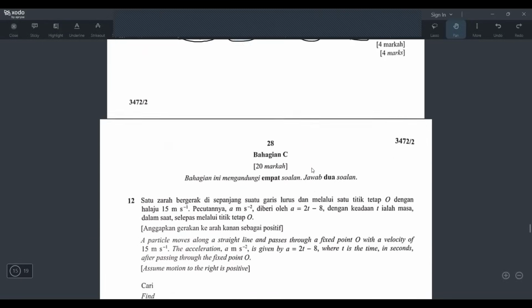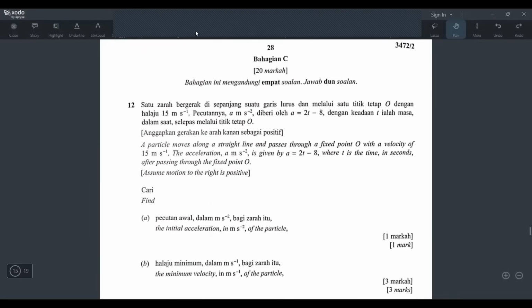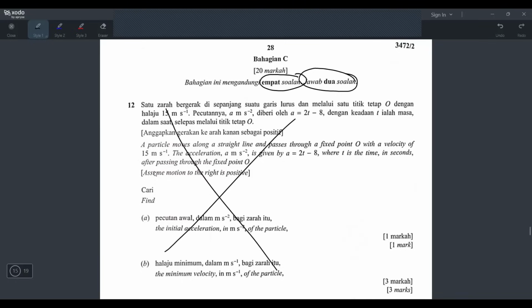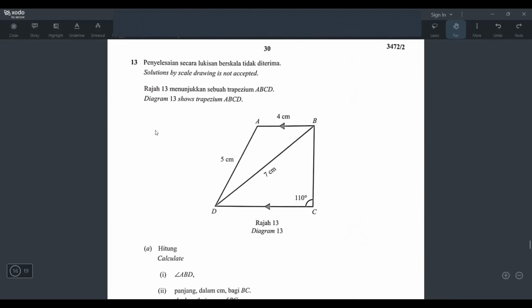Okay, sudah siap. Okay, now we do bahagian C ya. So bahagian ini mengandungi 4 soalan, jawab 2 soalan. Okay, I will jawab 3 soalan. In this video, I'll jawab 3. It means I will not jawab the kinematic soalan. So number 12 is kinematics, right? This one I won't jawab, right? But the 13, 14, 15, I will jawab. The index number, linear programming, solution of triangle, I will jawab.